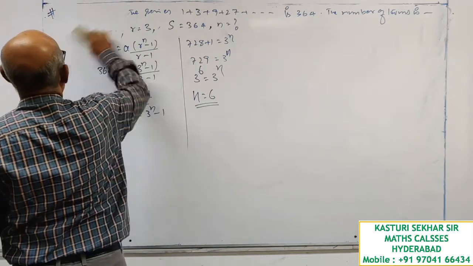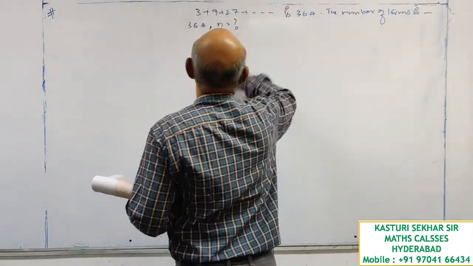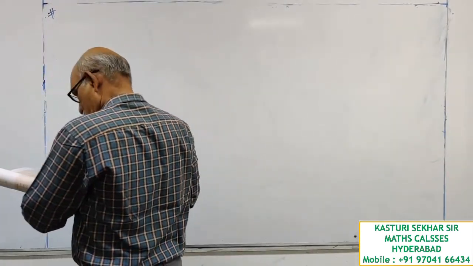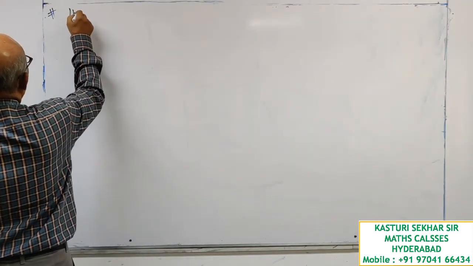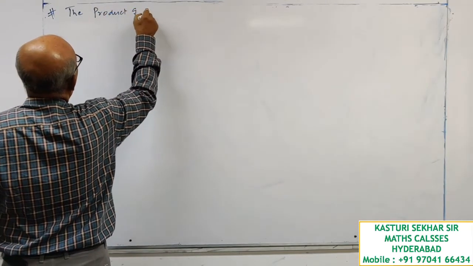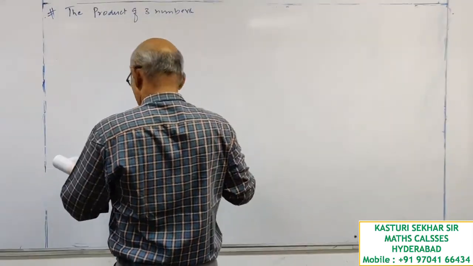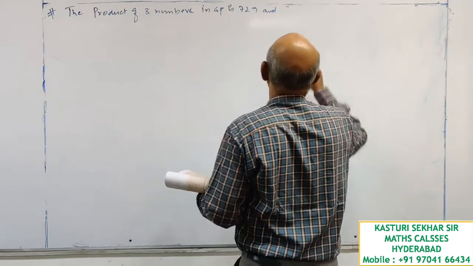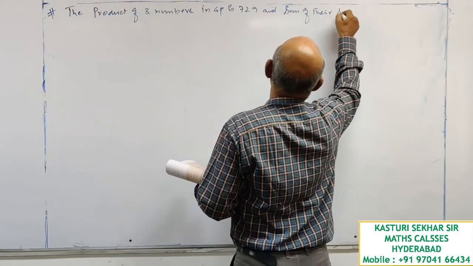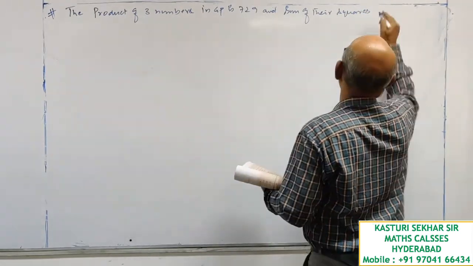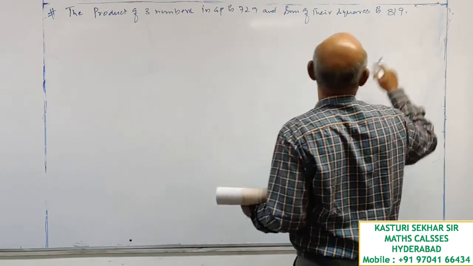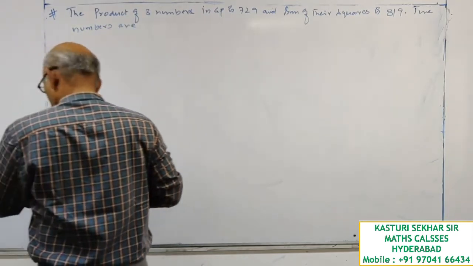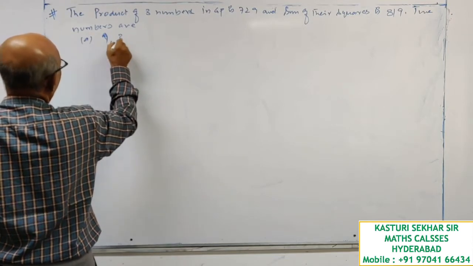Next question. The product of three numbers in GP is 729 and the sum of their squares is 890. The numbers are: option A 9, 3, 27.